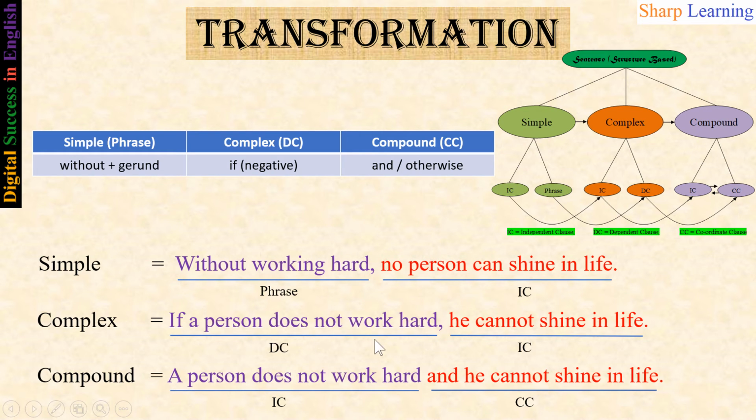Okay. What are the basic changes here? Like by plus gerund, here without plus gerund, that means without plus verb plus ing. Gerund means verb plus ing. In making phrase in simple sentence we have used without plus gerund, yes. But in complex sentence we have used this conjunction if. But this will be a negative clause for maintaining the meaning. That is why we have made it negative. And in compound sentence, sometimes it is or, otherwise, or and. Here we have used and, but sometimes it may be or otherwise for making CC.